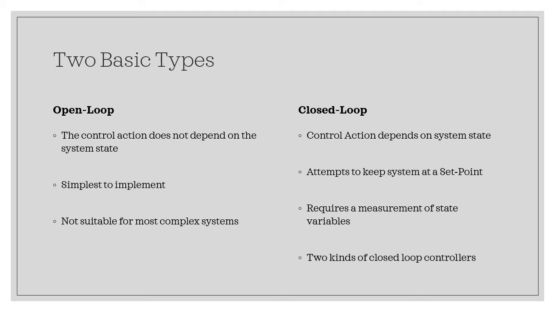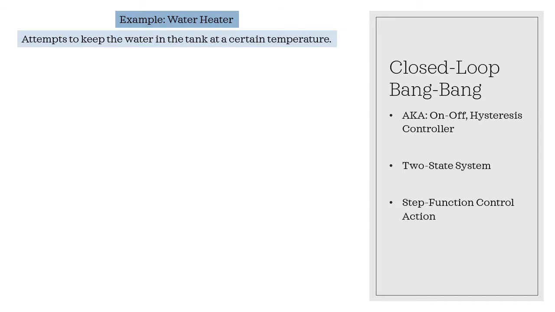So there are two kinds of closed loop controllers we're going to go over in this class: bang bang and proportional. And we're going to start with bang bang controllers. Bang bang controllers, also known as on-off or hysteresis controllers, have two states. They're on or they're off, and there is no in between. In math form, this looks like a step function. Everyone should know what that looks like.